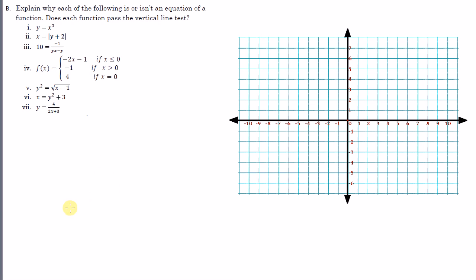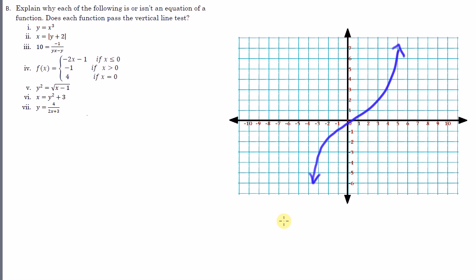Okay, B says explain why each of the following is or isn't an equation of a function. Does each function pass the vertical line test? Okay, so the first function is y equals x cubed. So that's going to look something like that.